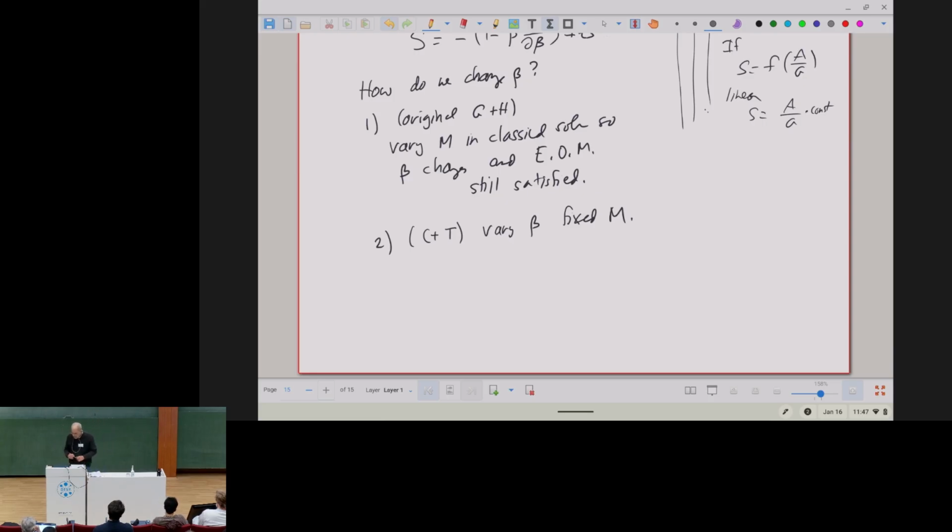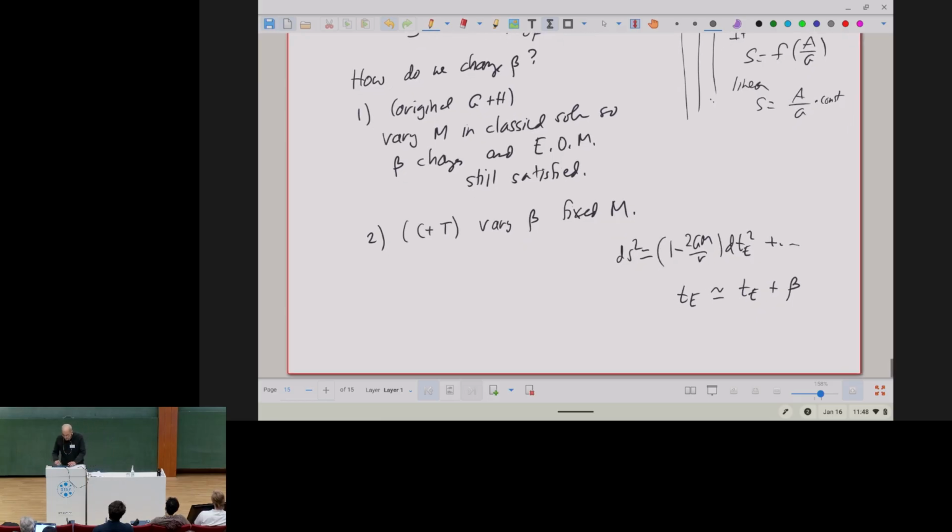So Carlip and Teitelboim said, no, keep m fixed. So use exactly the same metric without changing the formula. So the metric will still be 1 minus 2 gm over r dt_E squared plus all the other stuff. But you change beta. You regard t_E as periodic with period beta, where beta isn't necessarily equal to 8 pi gm. And that means for generic beta, there is a singularity at the horizon. Now, why can we use the second procedure?